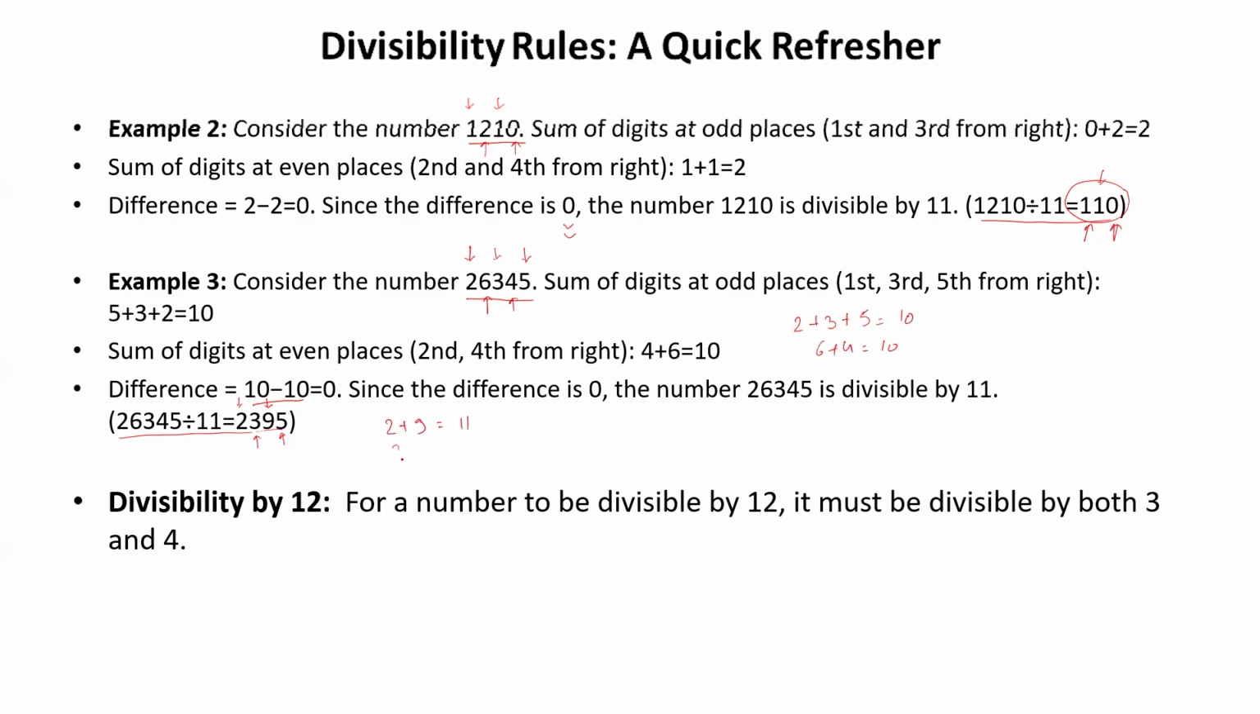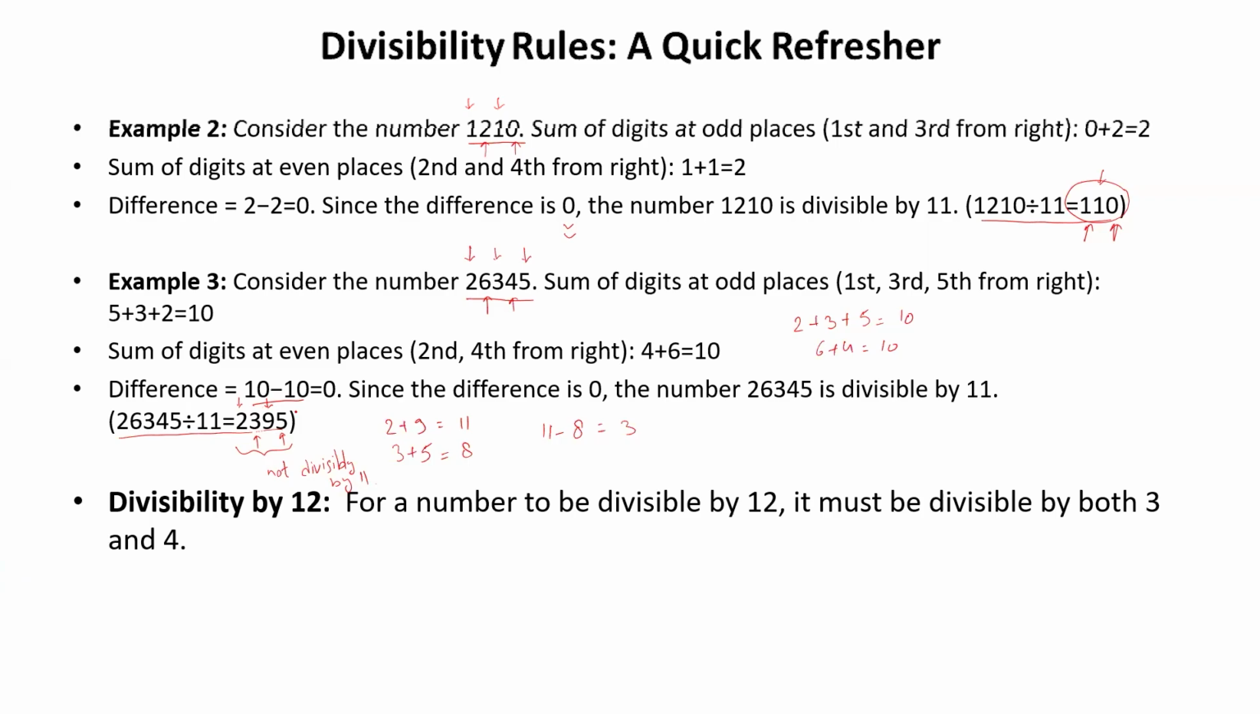Even places ka sum is 3 plus 5, that is equal to 8. Difference is 8 minus 3, which is equal to 5. So this number is not divisible by 11. You can check that. Because sum at odd places is not equal to sum at even places, means the difference is not equal to 0, is not divisible by 0 or 11. That means this number is not divisible by 11.